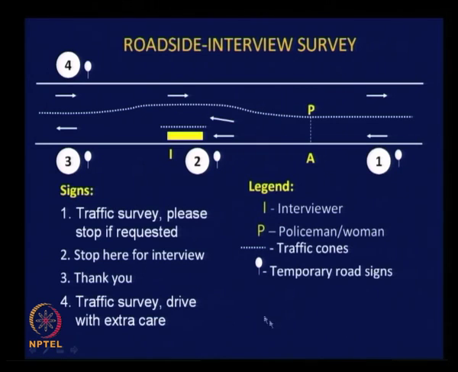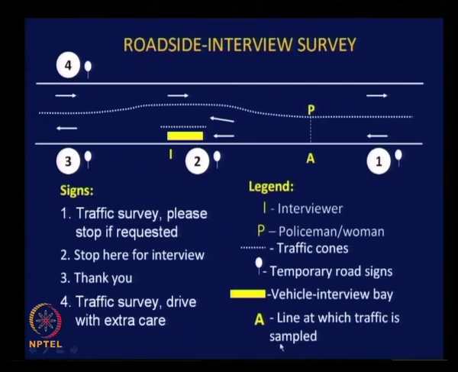And of course these are temporary road signs, and this is the vehicle interview bay, where you are actually stopping the vehicle for interviewing the driver. And A, the line at which traffic is sampled. Why sample the traffic? You can see 2 arrows here. If you are choosing a vehicle for interview, you are just pushing the vehicle this way. If you are not choosing a vehicle for interview, that vehicle can be allowed to go straight without stopping.